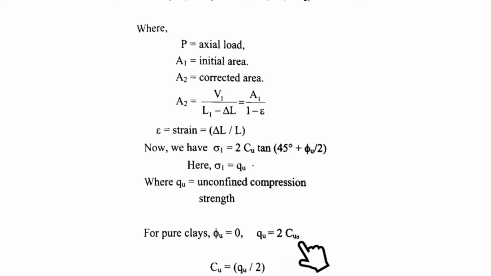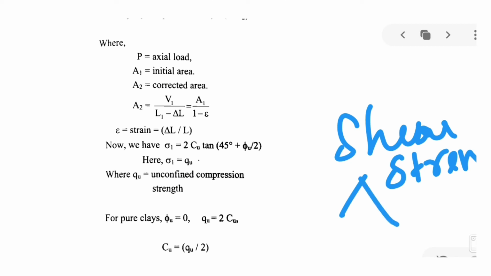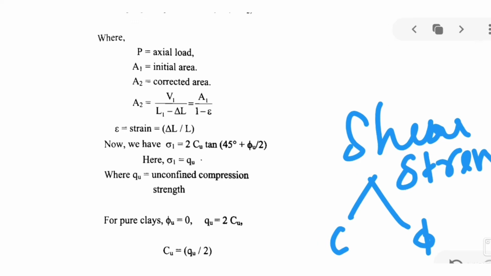CU is nothing but the cohesion. I already said shear strength is governed by cohesion and internal friction. Here the soil that we are testing under the unconfined compression strength test is clay. We use only clay for this test. Therefore, the phi angle is 0 for clay, and hence in the equation this term will become 0. Only the remaining portion is QU equals 2C.